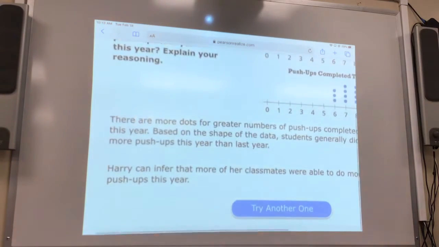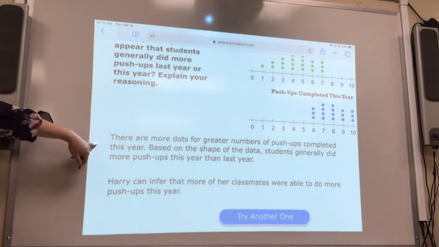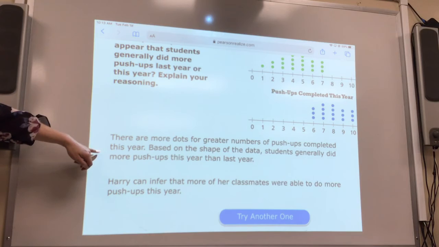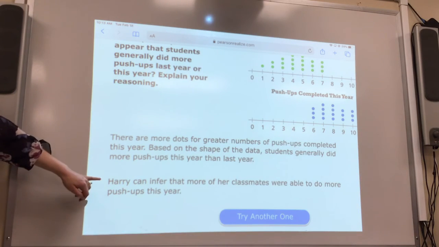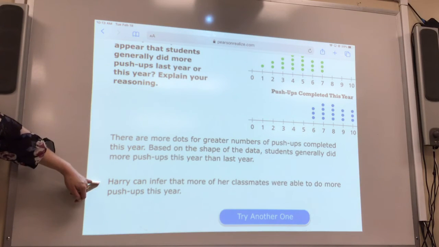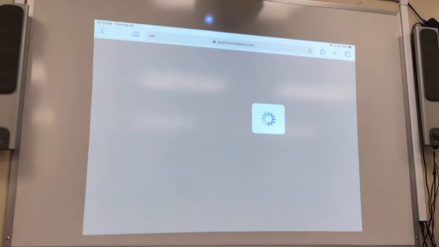What did they say? They said there are more dots for greater numbers of push-ups completed this year. So based on the shape of the data, students generally did more push-ups this year than last year. So we stated that. Harry can infer that more of her classmates were able to do more push-ups this year. Okay, we already had that.